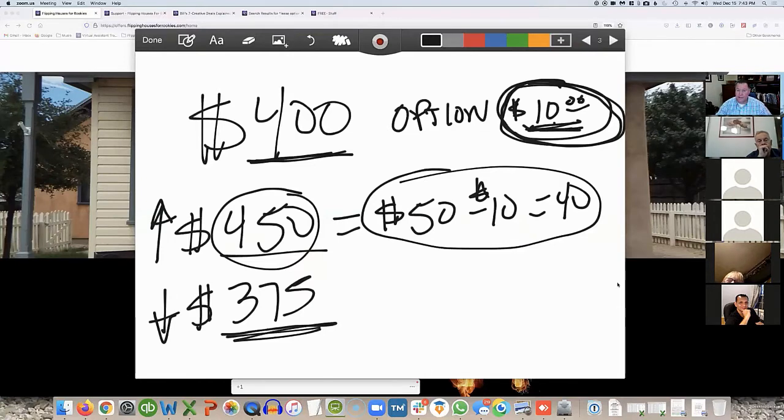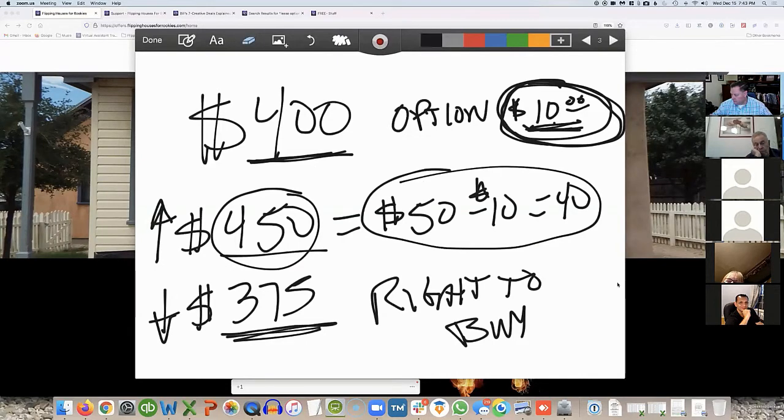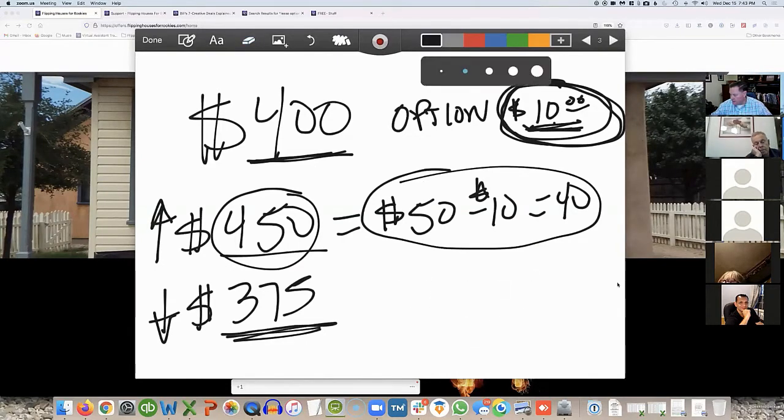Okay, so that's an option. It's the right to buy. Okay, right to buy. Horrible writing. Right to buy. Okay, so all you're doing is buying the rights to control this.